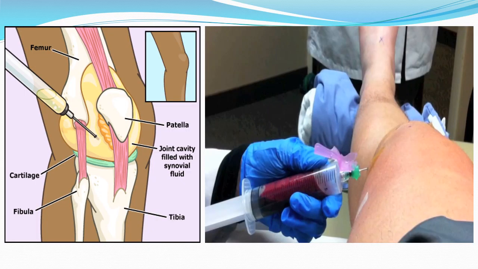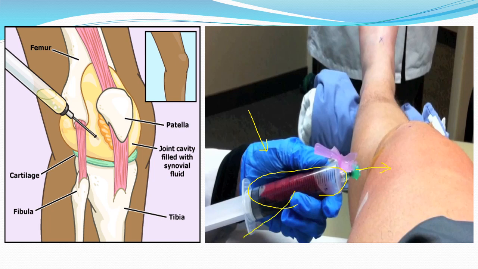This is a diagram which represents the procedure of joint aspiration, and needless to say it should be carried out under complete aseptic conditions. You can see here whoever is doing this technique is wearing gloves, and this is a sterile syringe, and after putting local anesthesia in this area, you simply insert the needle and you aspirate.